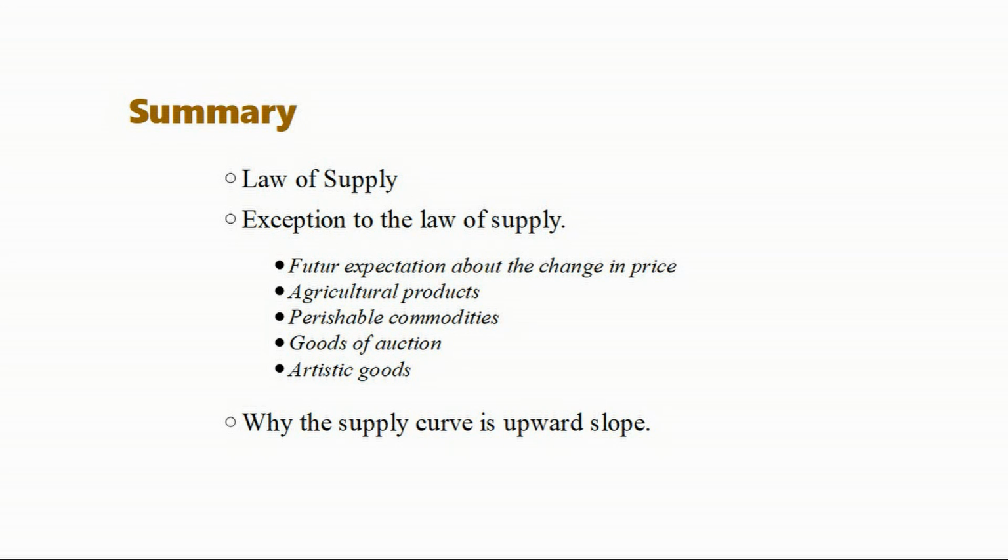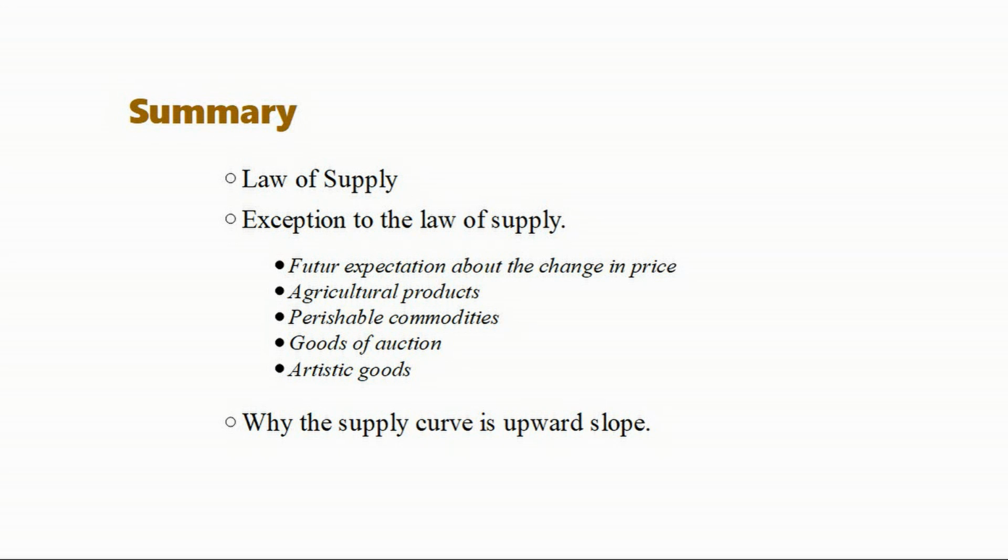All other factors means factors like price of related goods, price of factors of production, goal of a firm, state of technology, and income of buyer and seller should remain constant. When all these factors remain constant, there will be a direct relationship between price and quantity supplied. This is the assumption that we have in relation to the law of supply. The other part: exceptions to the law of supply.